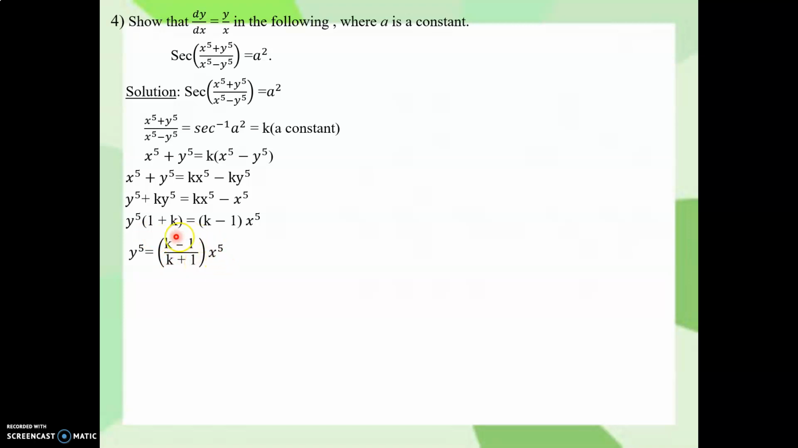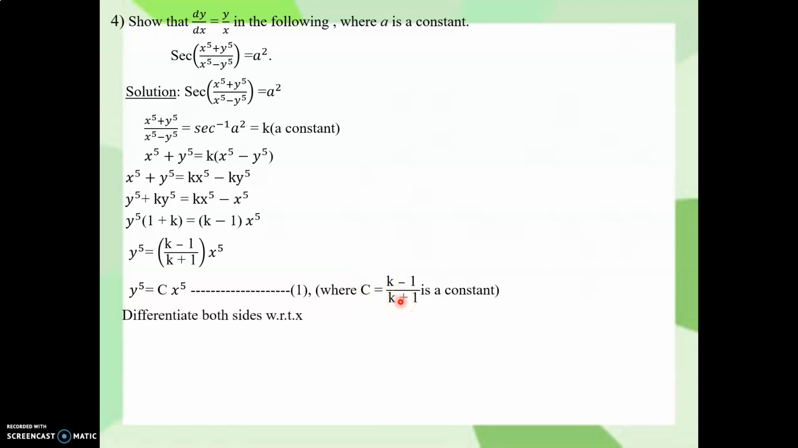Now y^5 can be written as (k - 1)/(k + 1) into x^5. Here again, k is a constant, so k - 1 is a constant, k + 1 is a constant, so the ratio will become a constant. So you can give a name to this one. So y^5 is equal to c x^5, where c is equal to (k - 1)/(k + 1). So differentiate both sides with respect to x.